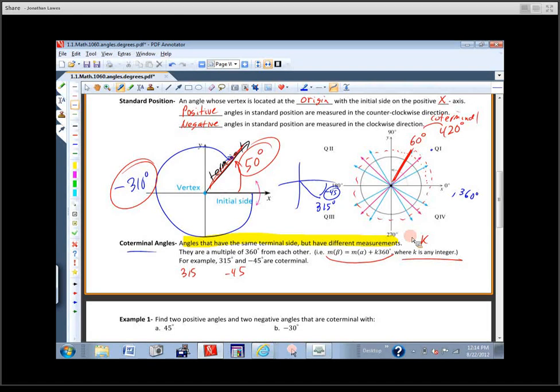So here's why they're the same. Because 315 is exactly the same as negative 45 plus 360 times 1. So let's see if we could come up with another one that would be coterminal with that. What if I did this? Negative 45 plus 360 times 2.